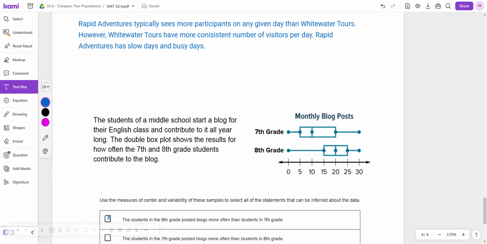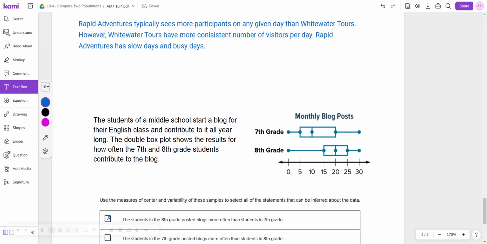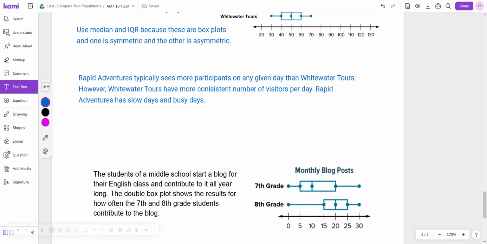All right. Last but not least, the students of a middle school start a blog for their English class and contribute to it all year long. The double box plot shows the results for how often the 7th and 8th grade students contribute to the blog. What I want you to do is I want you to pause the video and I want you to answer the questions and then you can come back and check your answers.